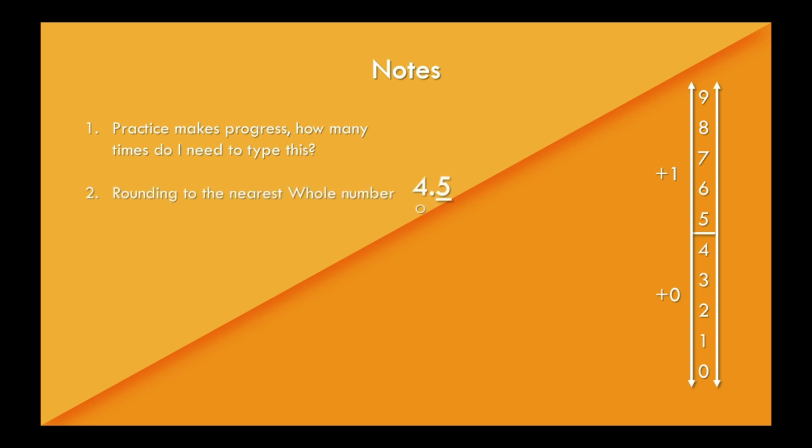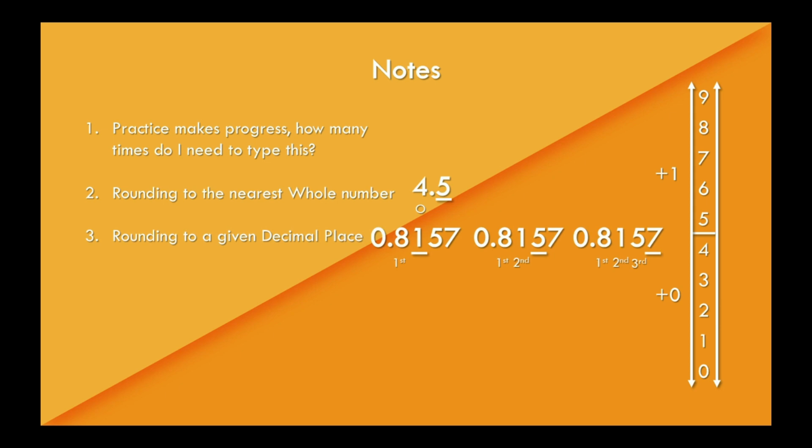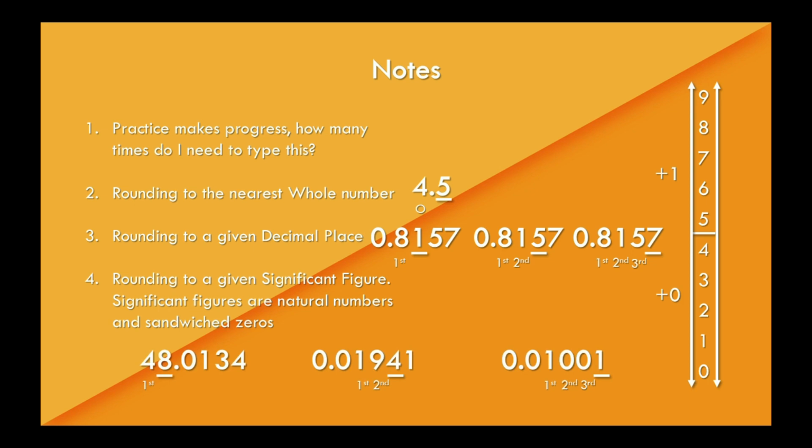Now, you just need to remember that when you round to the nearest whole number, that means you're rounding to the ones place. When you're rounding to a given decimal place, it means that you're selecting decimal places of that amount closest to the decimal point. And rounding to significant figures is rounding to a given number of significant figures. Here's a definition to help you find significant figures in numbers.